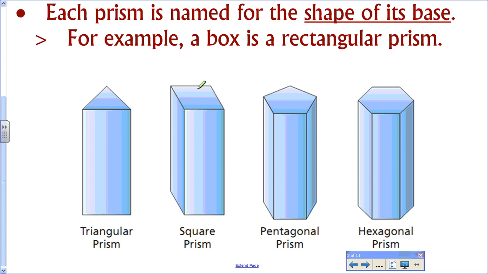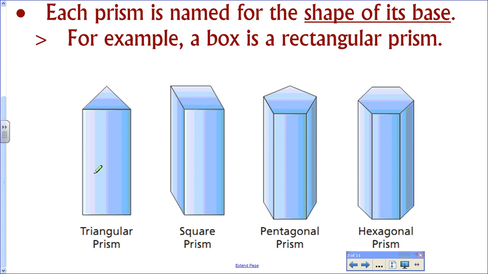The next is a square prism. So the top and the bottom are congruent squares. The next is a pentagonal prism. So the top and the base are congruent pentagons. And last, the hexagonal prism has a top and a base that are congruent hexagons.